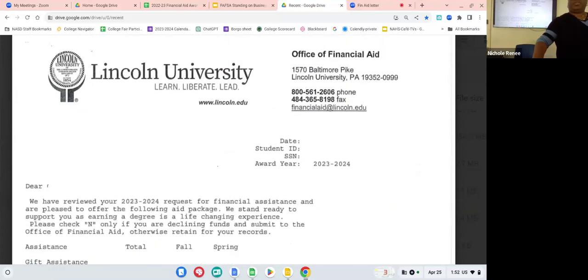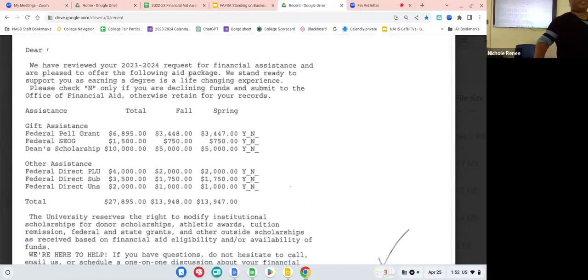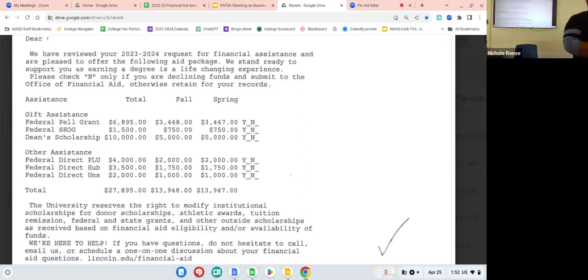And this is for Lincoln University. See how different this one looks? It's in that old computer dot-matrix type of type, right? It's kind of set up the same where it says total, fall, spring, but the columns are in separate orders.